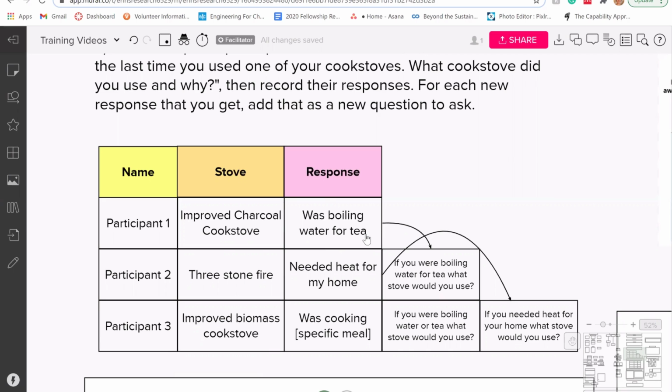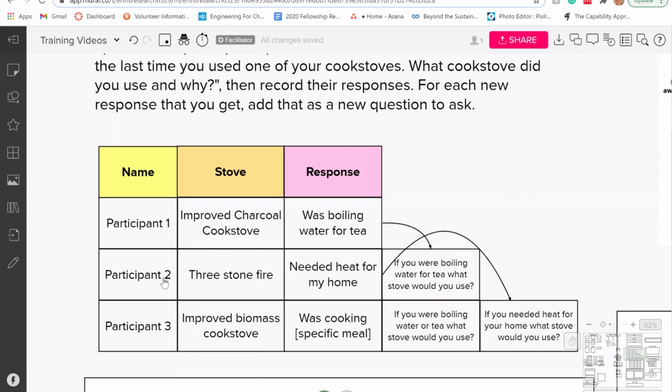All of this information could be recorded additionally, because let's say that it came down to fuel availability. They used their charcoal stove because they didn't have wood for their wood stove. Then that's something that we'd want to record as well, kind of getting to the root of why they used that stove. If it was because their improved charcoal cook stove is fast and they just wanted something fast to boil their tea, then that's another thing that we would record here. So all of these things are getting recorded here, but I just put was boiling water for tea for simplicity.